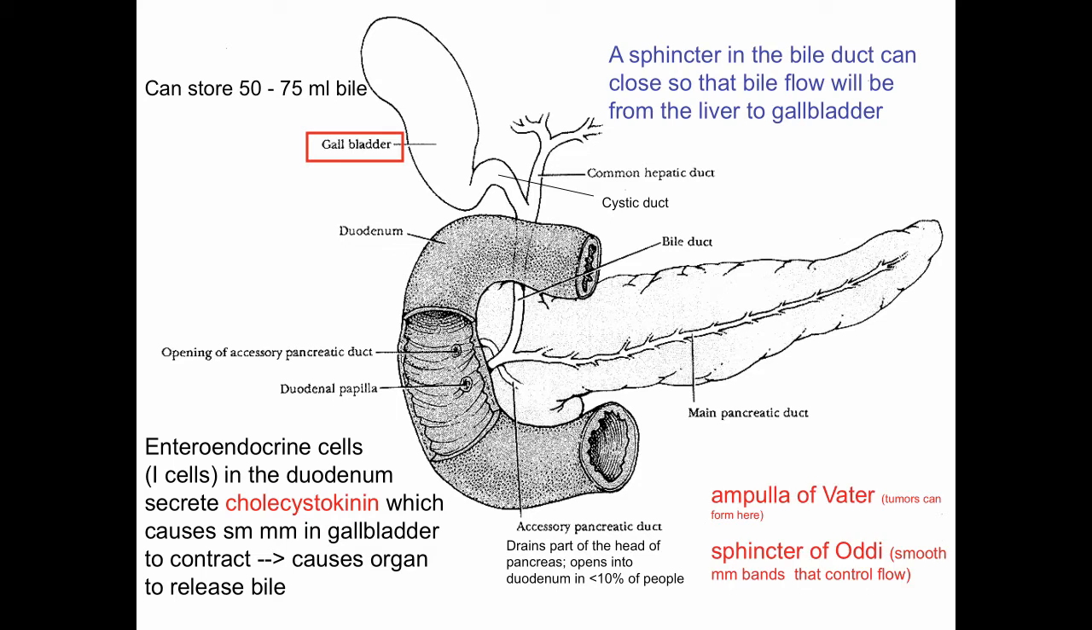Remember that the ampulla of Vater, which is shown here, is an area where tumors can form, and this sphincter of Oddi has smooth muscle bands that can control bile flow. So this schematic diagram would show the common hepatic duct, the cystic duct, bile being stored in the gallbladder, showing these ducts that are going to become confluent with the main pancreatic duct, and showing how they empty into the duodenum.